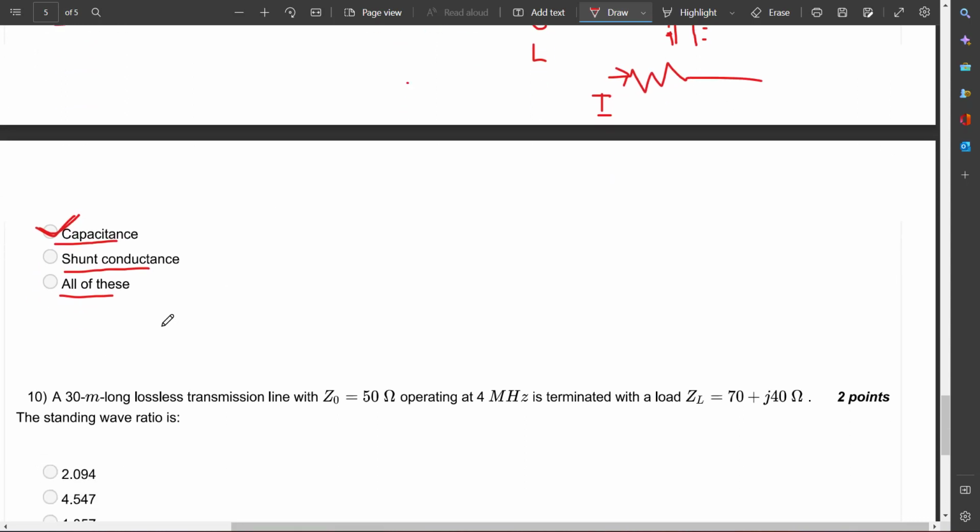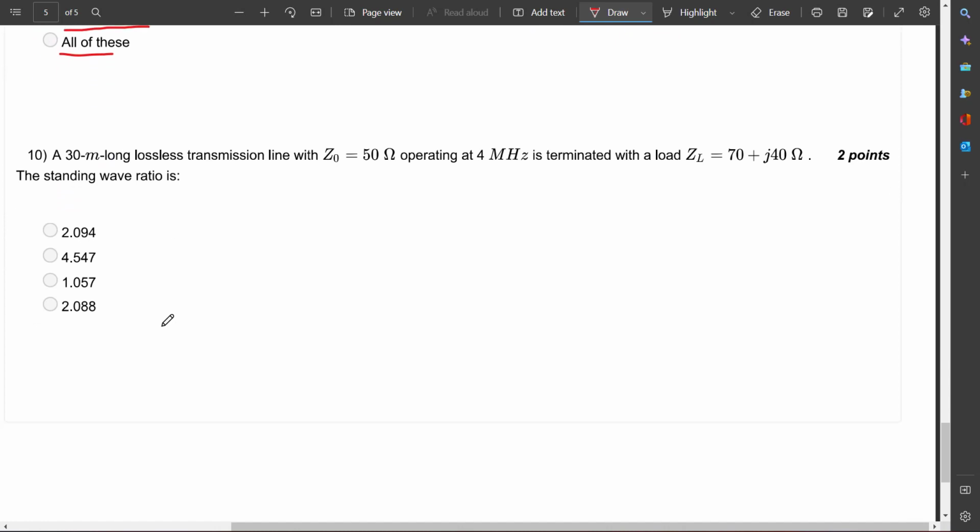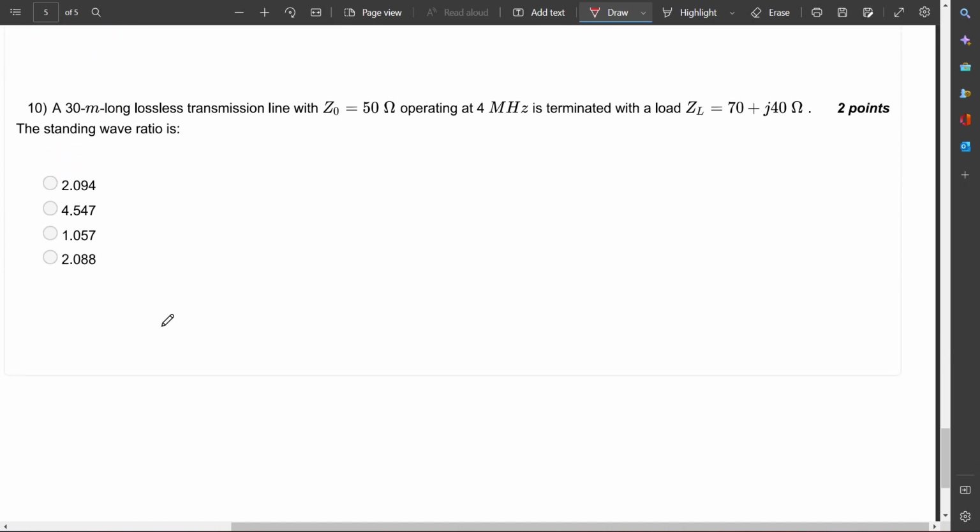Very good. Let's go to question number 10. A 30-meter long lossless transmission line with Z0 equal to 50 ohm, operating at 4 megahertz, is terminated with load ZL equal to 70 plus j40. ZL is given to us. Standing wave ratio is asked. Length is given, Z0 is given, and frequency is given.